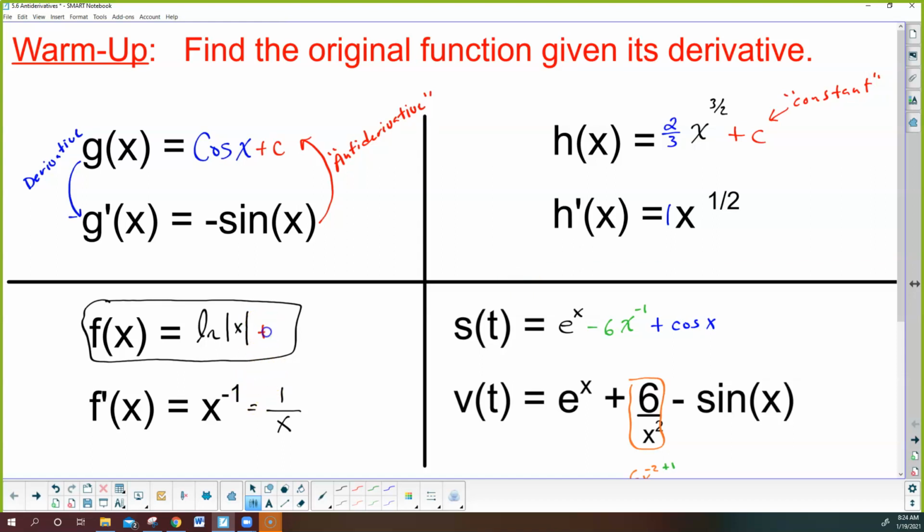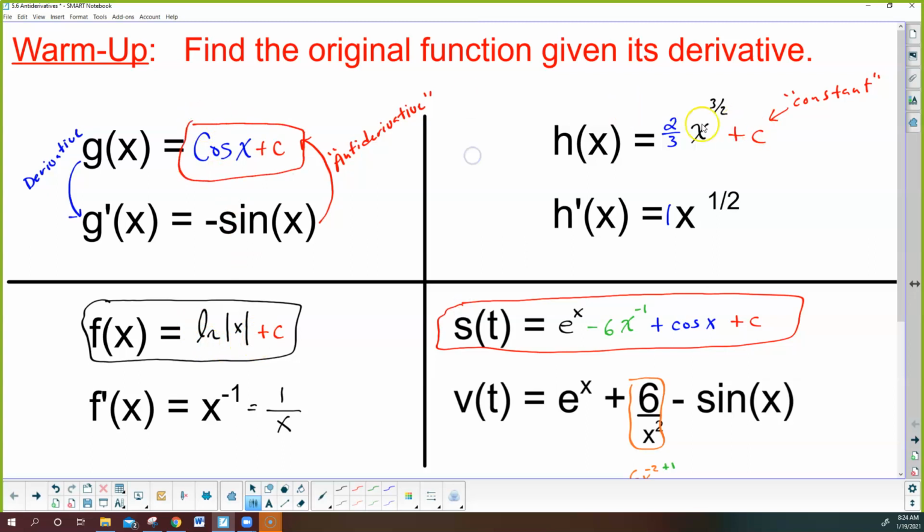We don't know. So to make sure that we adjust for all possible answers when we go backwards, we're going to put a plus c at the end of every single answer until we get more information to figure out what that c value is. All right? And all that is a vertical shift up. If you think of vertical shifts, it moves the function up and down without changing the slopes, which we know slopes are derivatives. So I can add a plus c, and that does not affect the slopes of the graph.